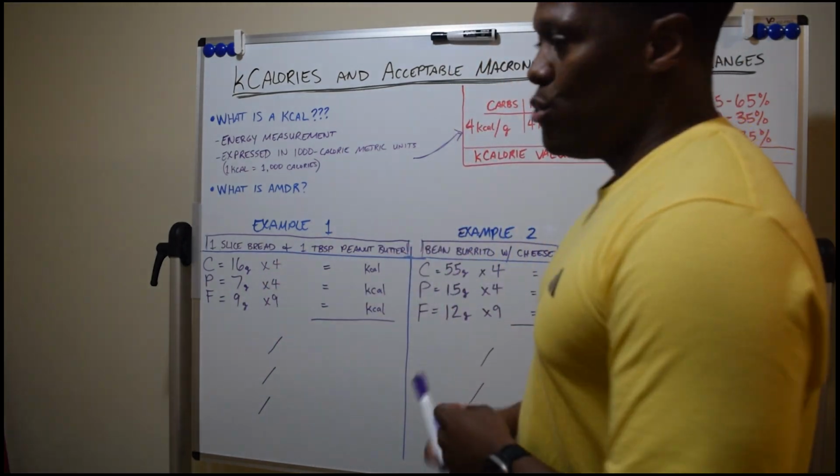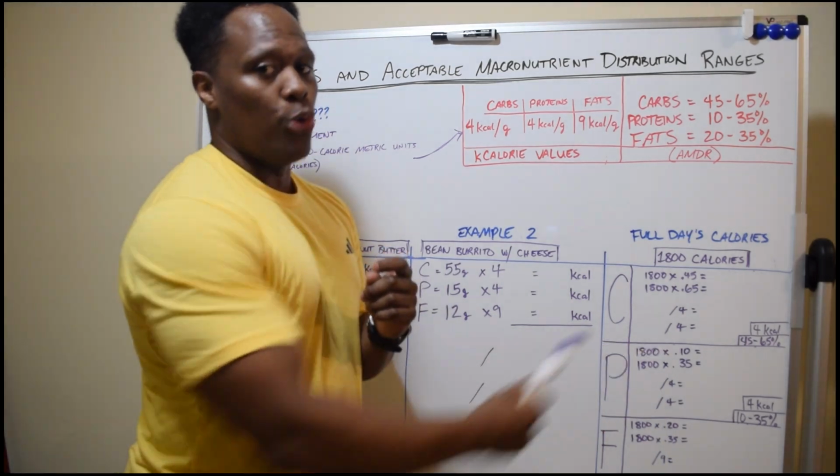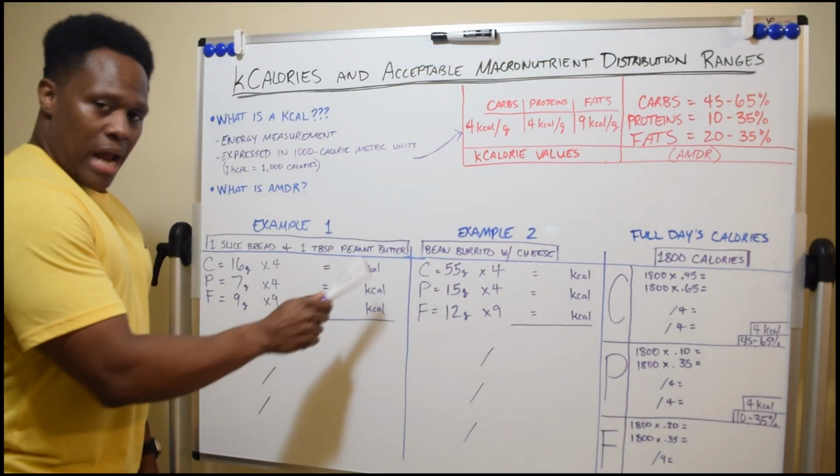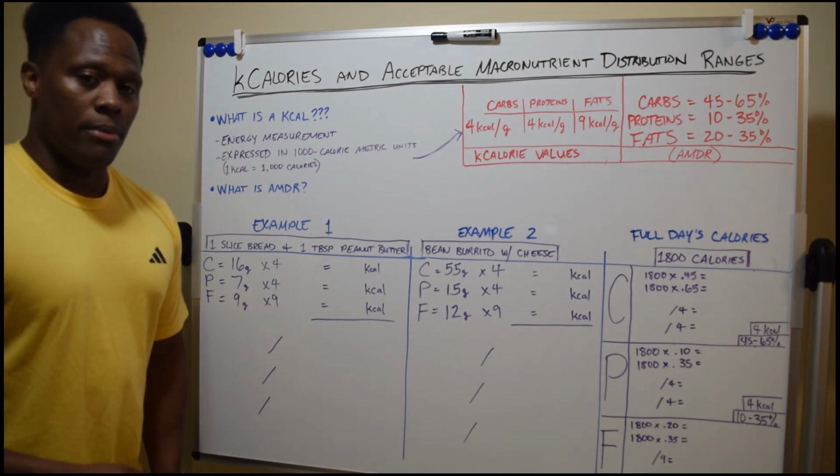I got 2 examples, and then on this side I have a full day's calories. So we're going to go through each one. For example 1, I have a slice of bread and a tablespoon of peanut butter.